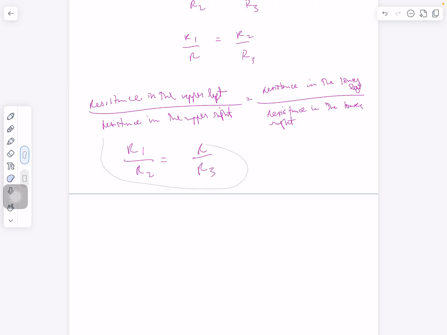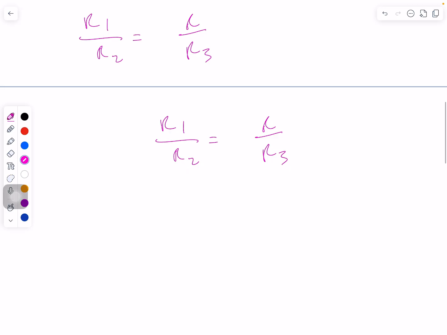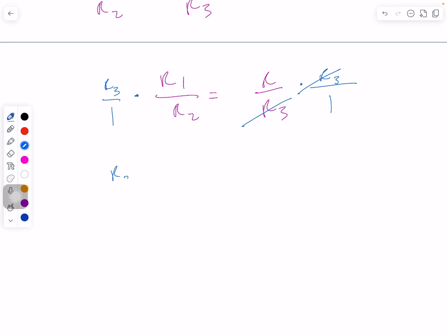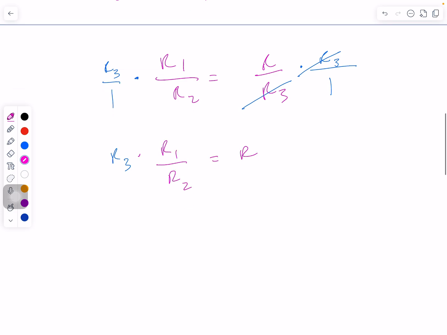So now our goal is to get R on itself alone. Okay. So how would we do that? You would multiply by R3 on both sides. That would cancel out both of the R3's. So then you're left with R3 times R1 over R2 is equal to R. So that's our answer.